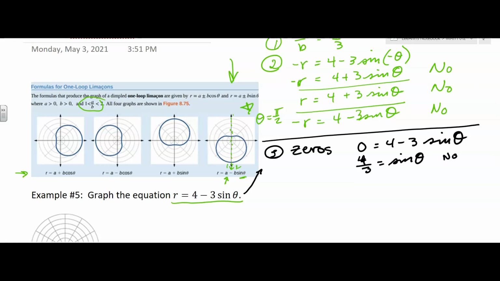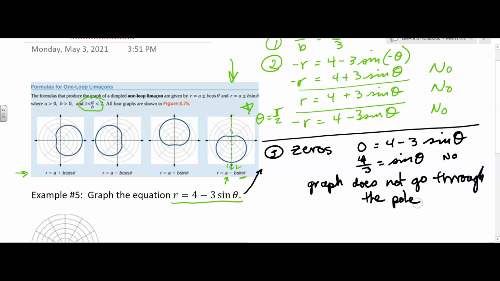But what that means is our graph does not go through the pole. It doesn't mean it's not going to cross our old x-axis. It just means it's not going to go through the pole. Okay? And if you look at all these graphs here, none of them go through the pole. Now, what about a maximum?